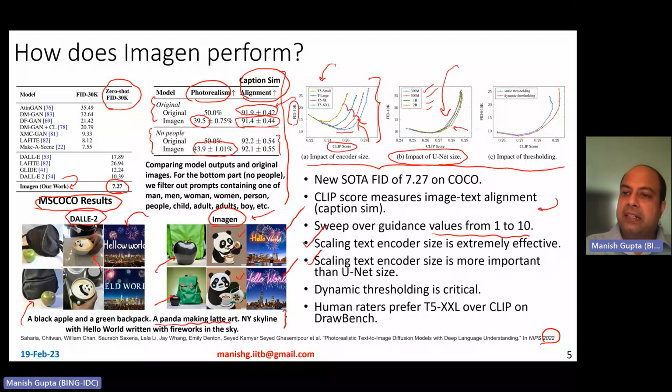Typically, what is also observed is that you could also change the thresholding. Remember the thresholding on the image pixel values? You could do static thresholding or dynamic thresholding, and it was observed that dynamic thresholding is critical. It is actually better than just doing static thresholding.